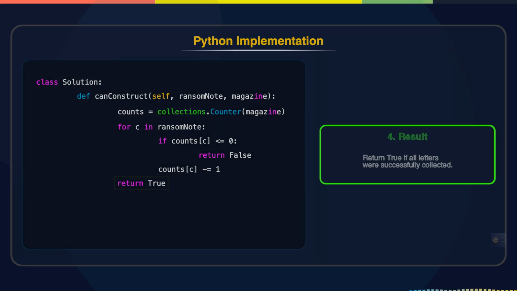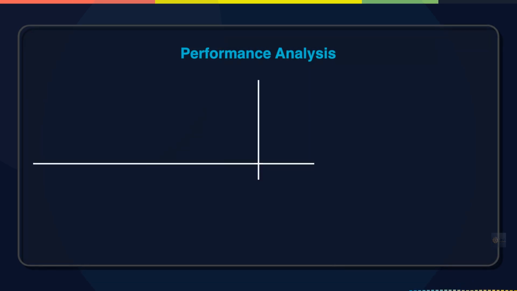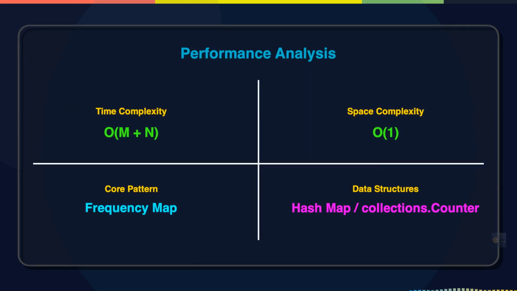Looking at the complexity, the time complexity is O of m plus n, where m is the length of the magazine and n is the length of the ransom note. We scan each string once. The space complexity is O of k, where k is the number of unique characters in the magazine. Since there are only 26 lowercase English letters, this is effectively O of 1, or constant space.